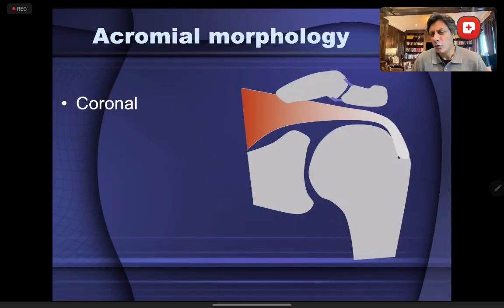This is the coronal acromial morphology. Remember, I told you when I mentioned in my report, I always look at the coronal. So it should normally be like this. In other words, it should be flat like that. But what happens if it slopes laterally? It'll press on the underlying bursa and the underlying tendon and cause impingement.